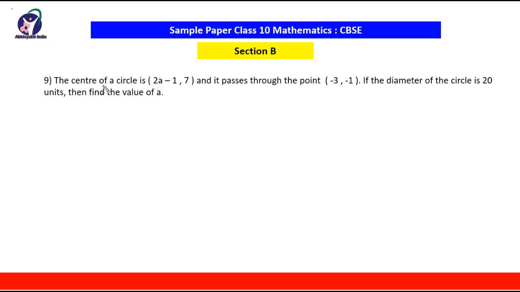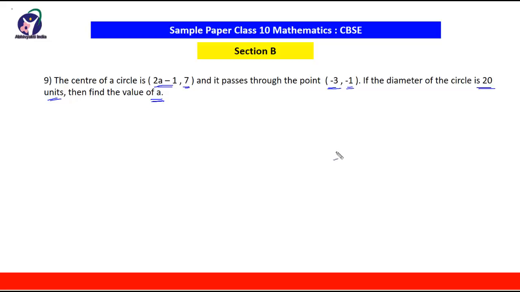Next question is, the center of a circle is (2a minus 1, 7) and it passes through the point (minus 3, minus 1). If the diameter of the circle is 20 units, then find the value of a.